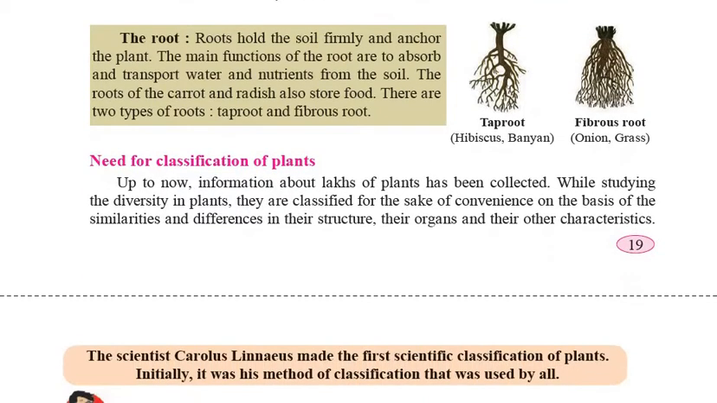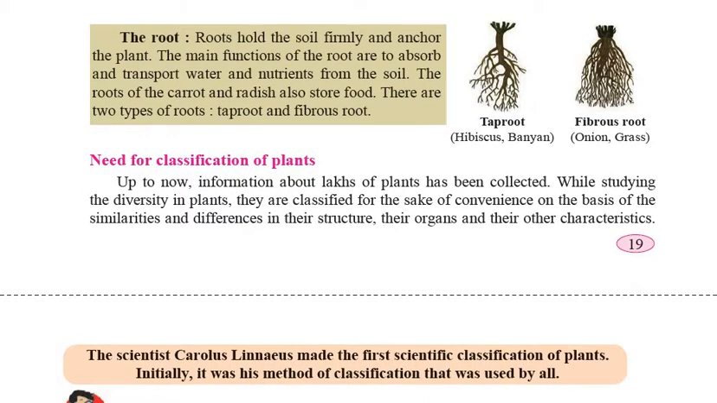The root. Roots hold the soil firmly and anchor the plant. The main functions of the root are to absorb and transport water and nutrients from the soil. The roots of the carrot and radish also store food. There are two types of roots: taproots and fibrous roots.